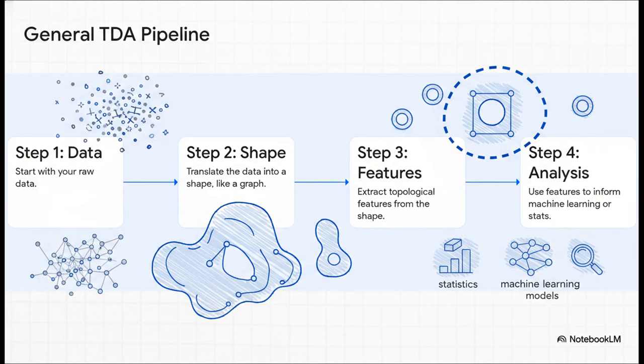It's basically 4 steps. You start with your raw data. Then you translate that data into some kind of shape, like a network or a graph. Step 3, from that shape, you pull out the key topological features. We're talking things like connected components, loops, holes, that sort of thing.